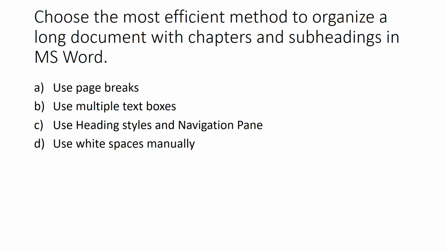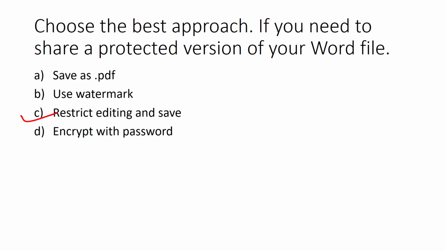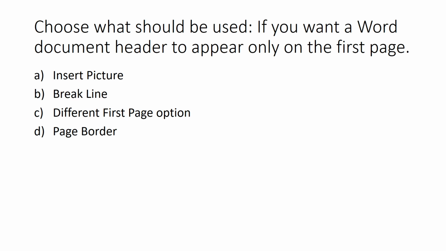Which is the best approach if you need to share a protected version of your Word file? If you save it using restricted editing, you can easily share a protected version of your Word file with other users. One more scenario: if you want a Word document header to appear only on the first page, you will be using the different first page option, right?